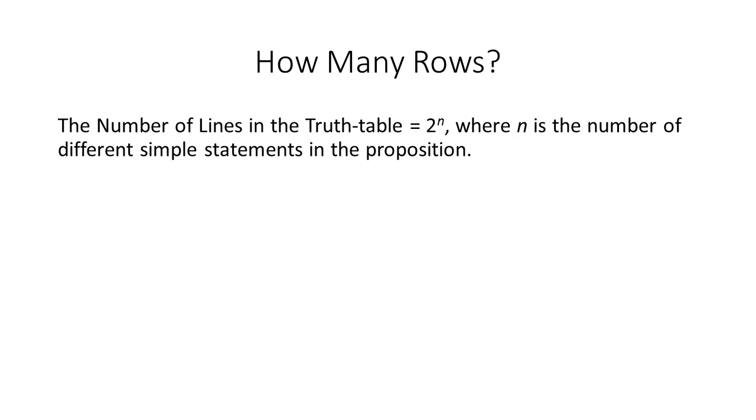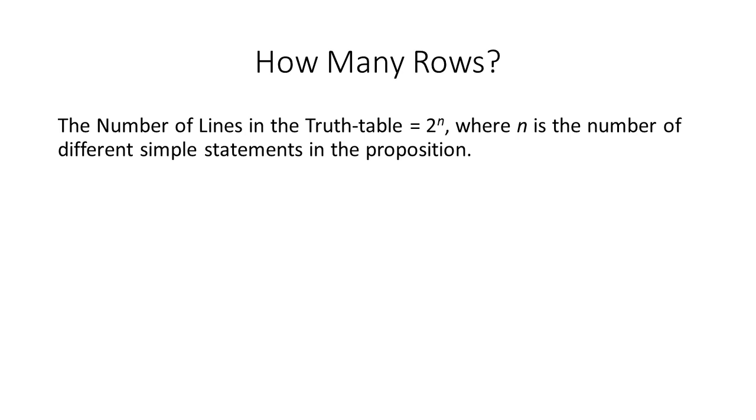Now, think about a proposition that has two simple statements. How many possible combinations are there? Well, there's the one where they're both true. There's the one where one's true and the other's false, and the one where the other one is false and the first one's true. And then finally the one where they're both false. So there are four possible combinations.